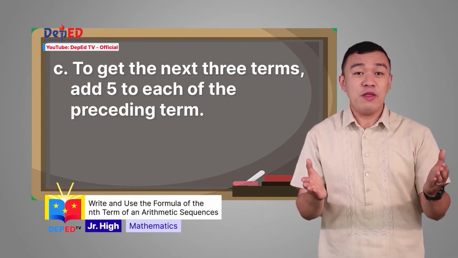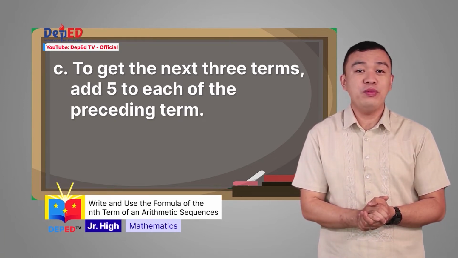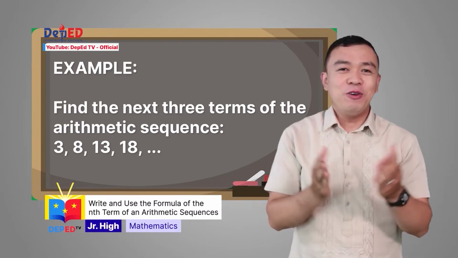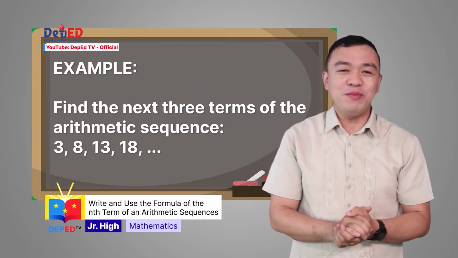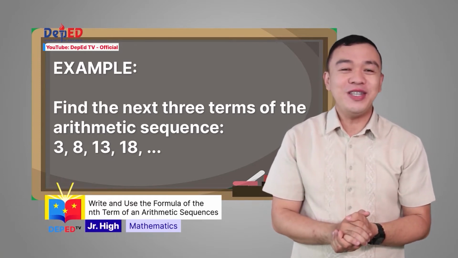To get the next three terms, add 5 to each of the preceding terms. What do you think the next three terms are? Give it a try. I'll give you 15 seconds.